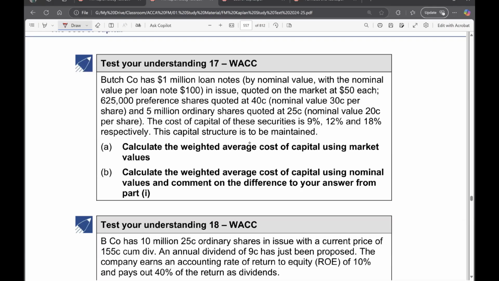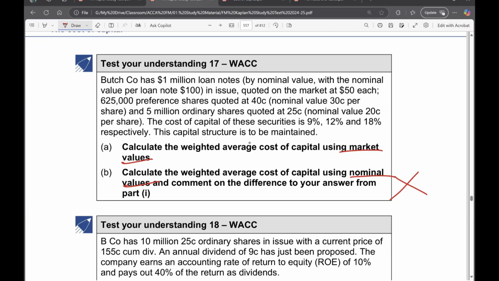Okay. So what we have to do, we have two requirements here: calculate the weighted average cost of capital using the market values, A requirement, and B requirement using the nominal values. By the way, keep in mind, you are not expecting to calculate this in the exam. Examiner will always want you to calculate using the market values. Even if the examiner will not tell you to calculate using the market value basis, the always preferred method is to use the market values of equities and debt.